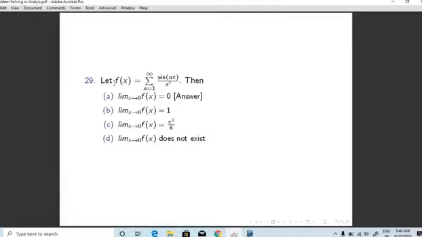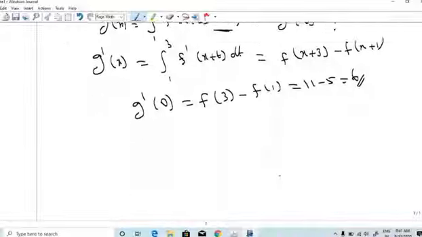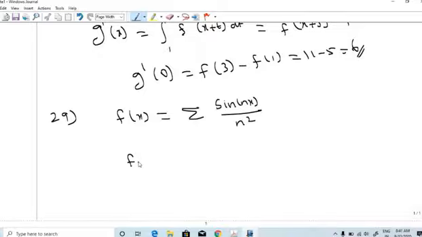Look at this series. Suppose f of x is the summation n equal to 1 to infinity of sin nx by n square. Now apply the limit x goes to 0. What is the value of the limit x goes to 0 of f of x? Now we have to use the Weierstrass M-test for this one. Take f of x as the value of this series, summation of sin nx by n square. Call this fn of x. So fn of x is sin nx by n square.